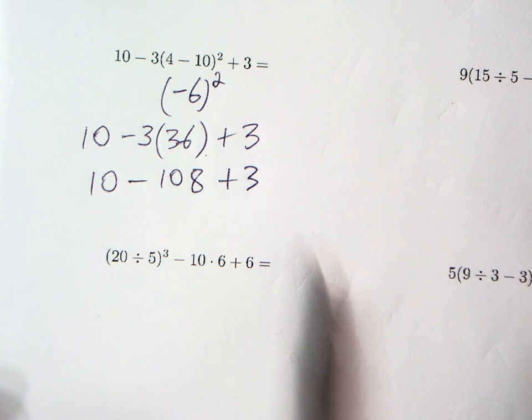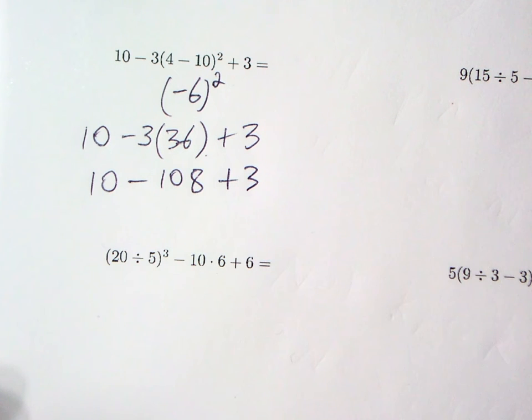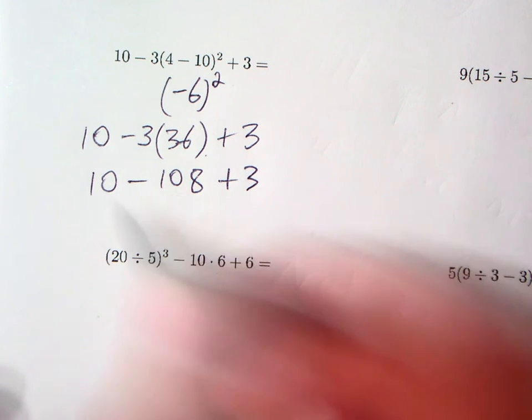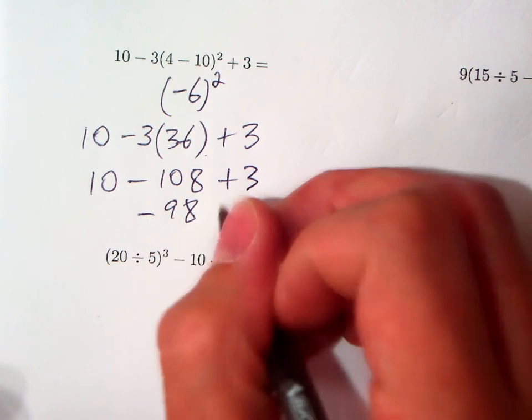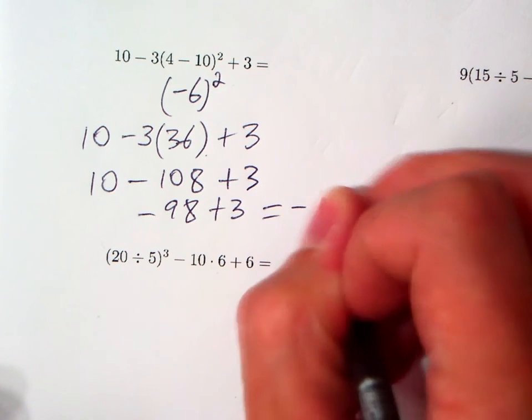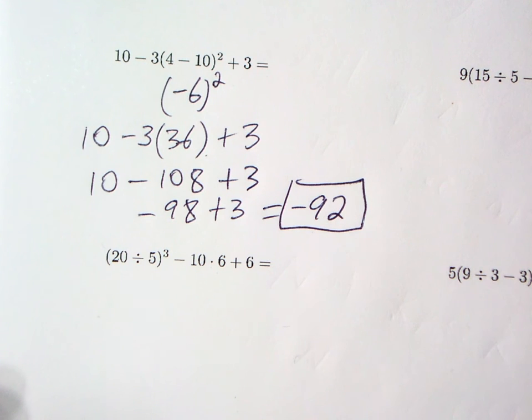Some people are still doing addition before subtraction because they think, please excuse my dear Aunt Sally, addition comes first. That's not actually true. Addition and subtraction happen at the same time. You go left to right. So first I take 10 minus 108. I get negative 98. And then I add 3 to this, and I get negative 92 as it brings it closer to 0.